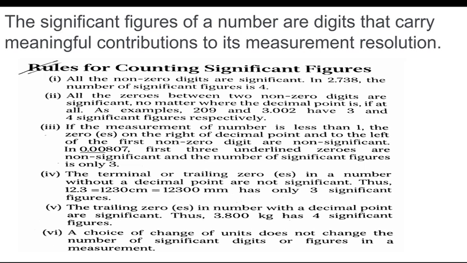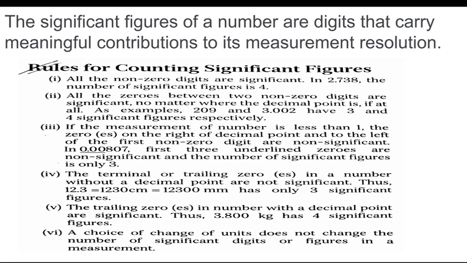Here we can learn what significant figures are. Significant figures are meaningful digits in a number. They show the precision of a measurement. The first rule is that all non-zero digits are significant. For example, 1, 2, 3. So there are 3 significant figures. Here we can use 2.738. So there are 4 significant figures.